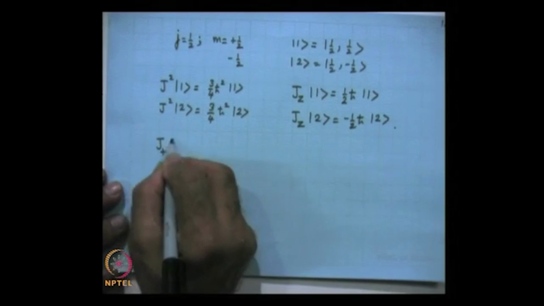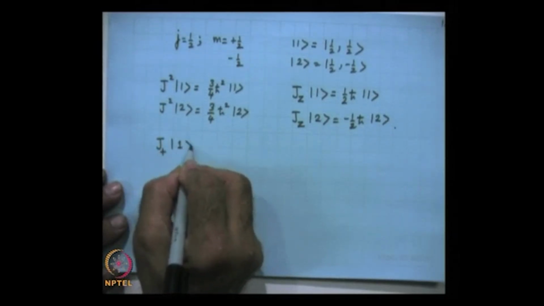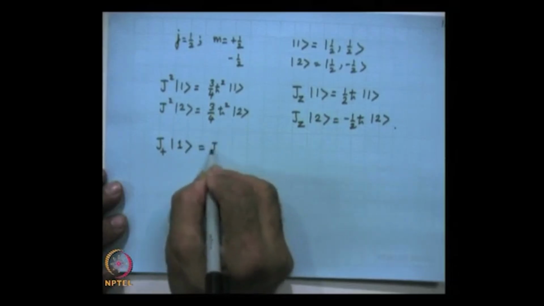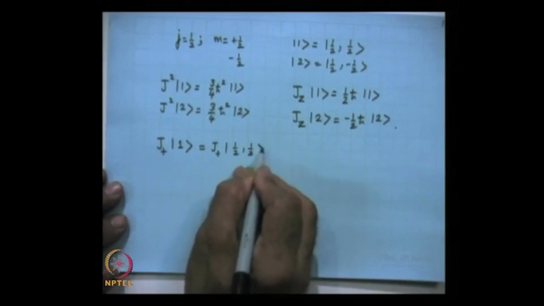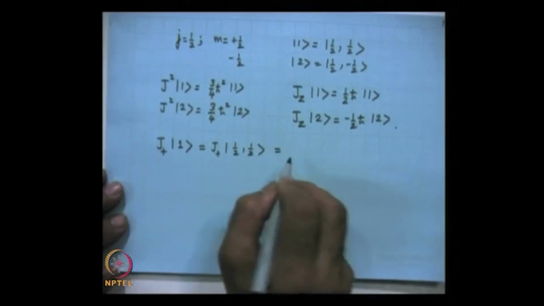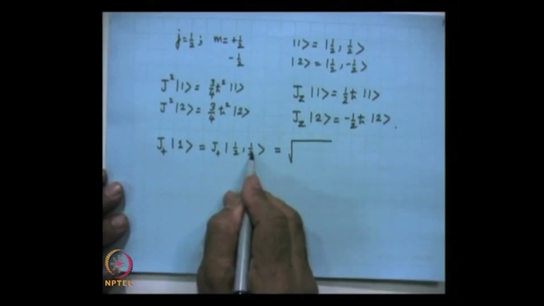Okay. Now, let me write down what is j plus ket 1. J plus ket 1 will be equal to j plus ket half comma half. So, this will be square root of j minus m. So, this is 0.